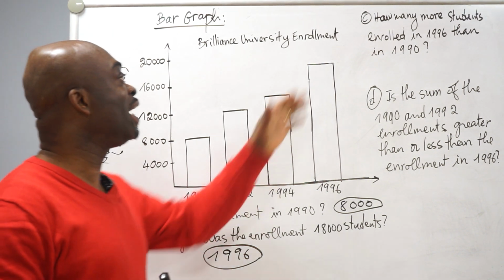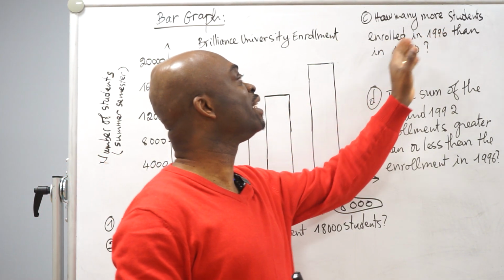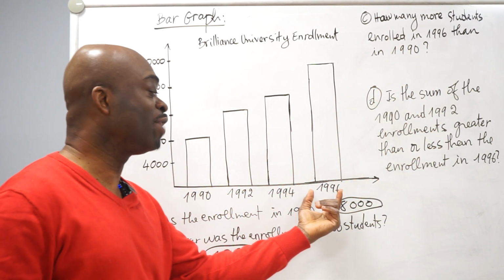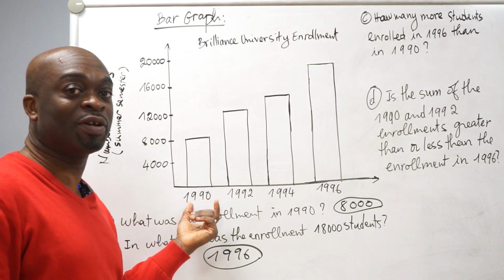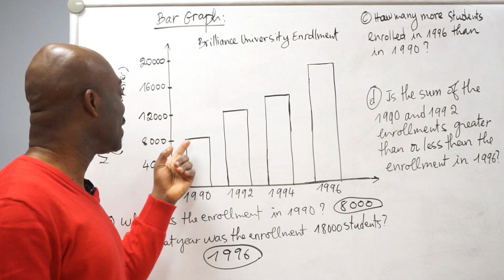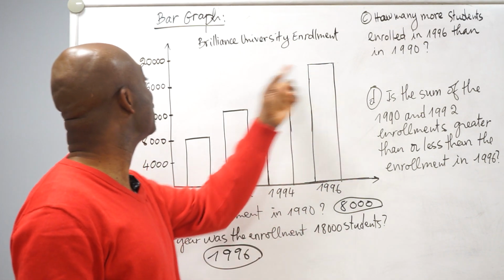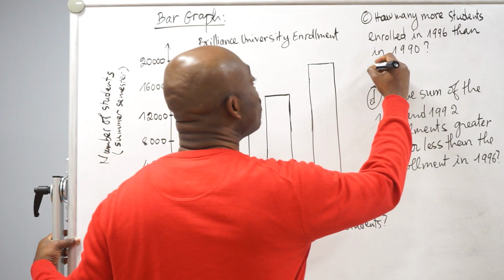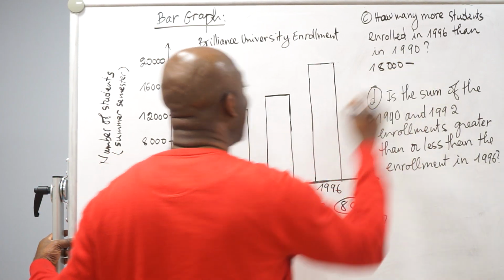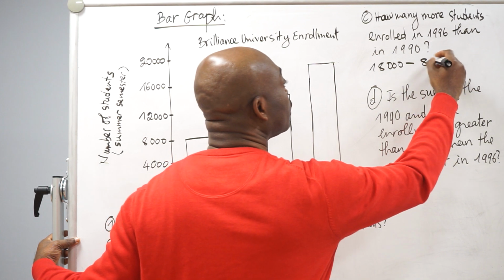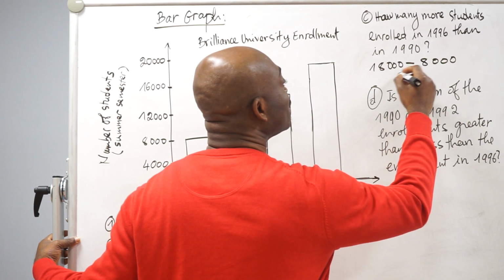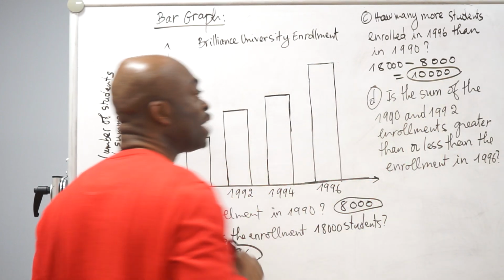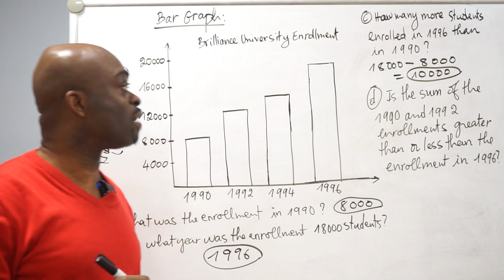Now for C: how many more students enrolled in 1996 than in 1990? So we're comparing those two numbers. 1990 is 8,000, 1996 is 18,000. How many more students? We're going to have to subtract the two of them. So we have 18,000 minus 8,000, which is going to give us what? 10,000. So we have 10,000 here.